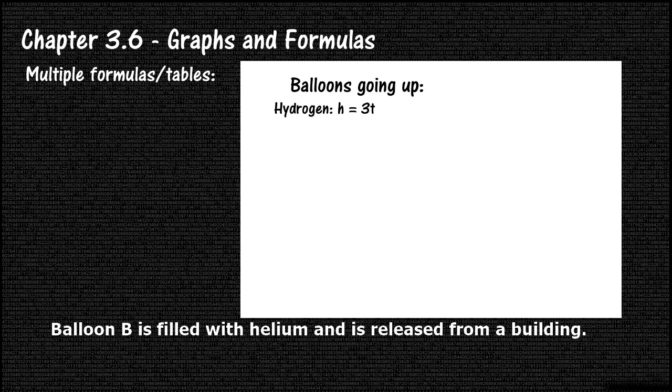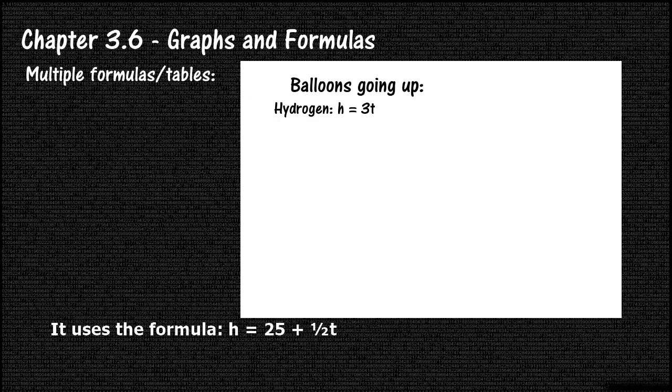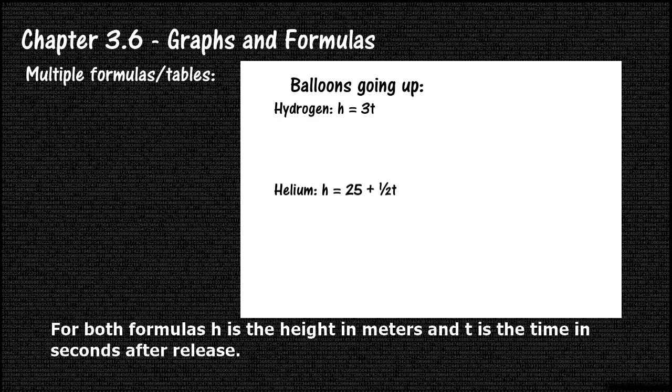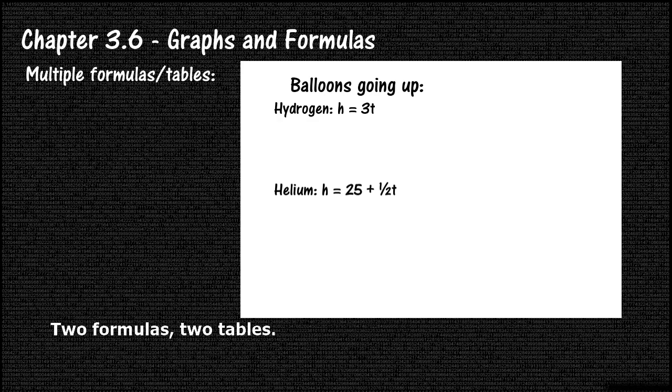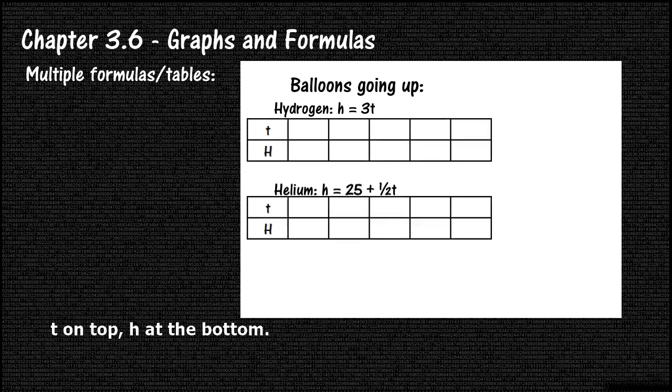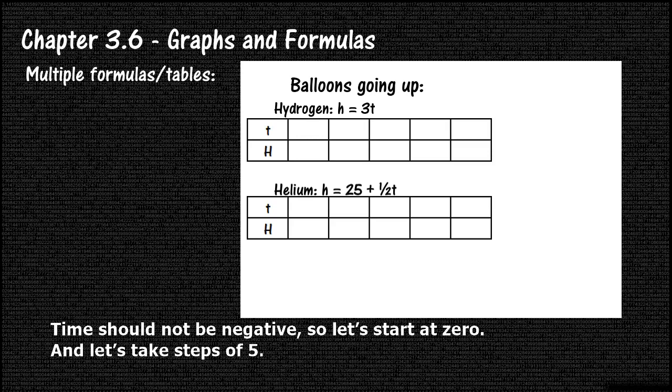Balloon B is filled with helium and is released from a building. It uses the formula H is 25 plus 1/2 t. For both formulas, H is the height in meters and t is the time in seconds after release. 2 formulas, 2 tables. t on top, H at the bottom. Time should not be negative, so let's start at 0. And let's take steps of 5.